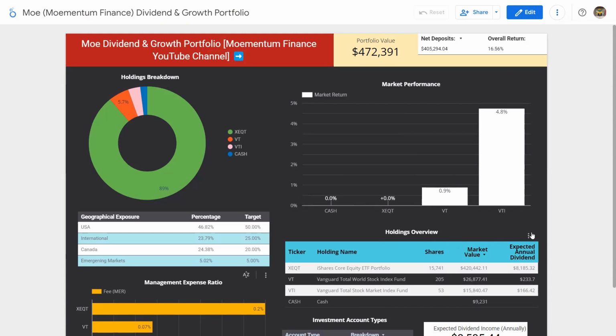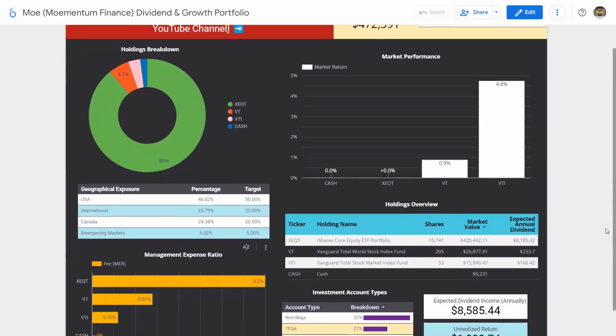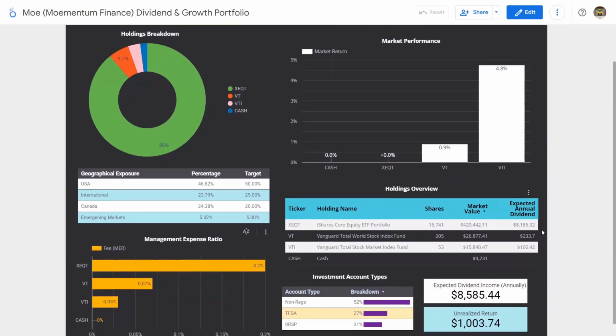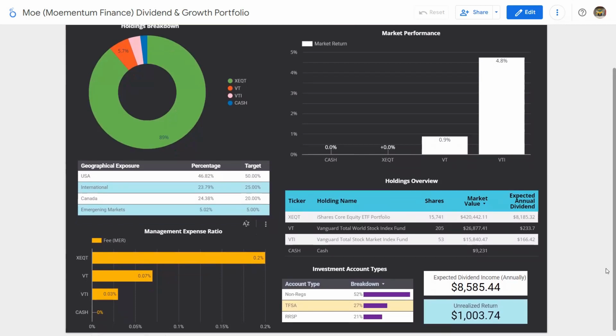You do notice in this dashboard, I've also illustrated how much dividend income we are expecting to collect from these holdings based on the number of shares as well as the dividend amount paid per share throughout each year. This is the total annual expected dividend income. The majority of our dividend income is expected from X equity, given that we have 15,741 shares of X equity at this time, expecting us to earn $8,185 in dividend income roughly per year. The market values for these holdings are also illustrated on this dashboard.